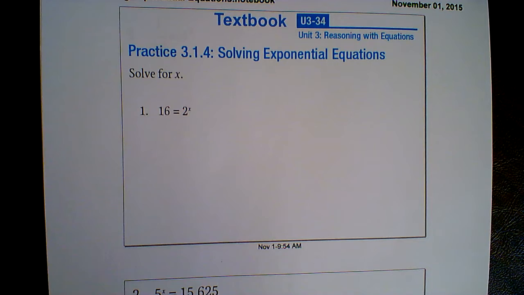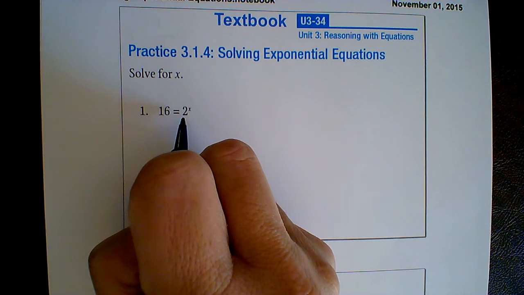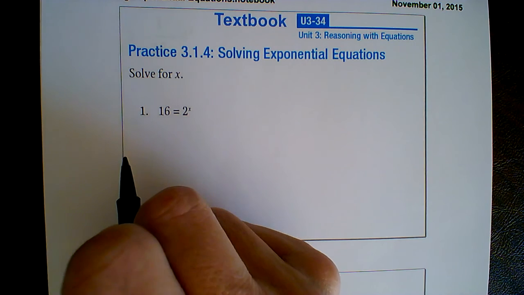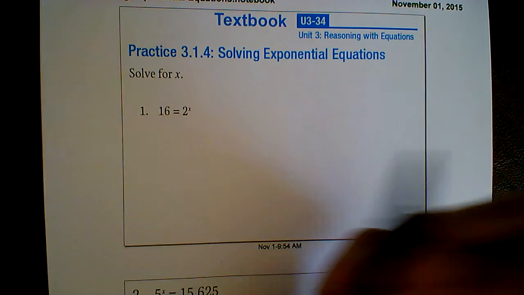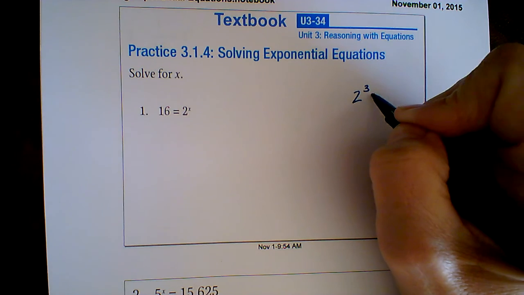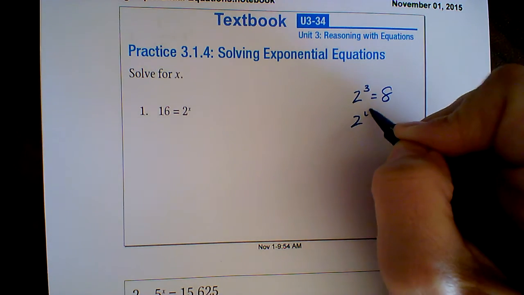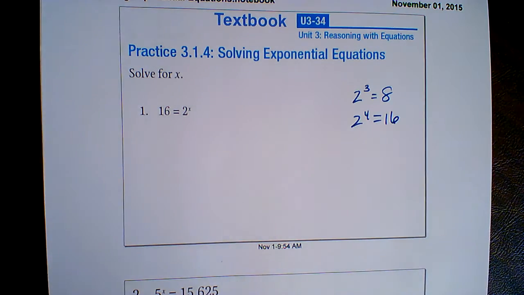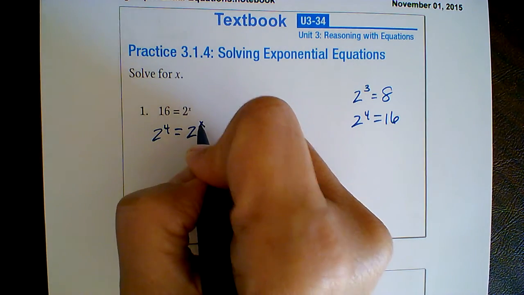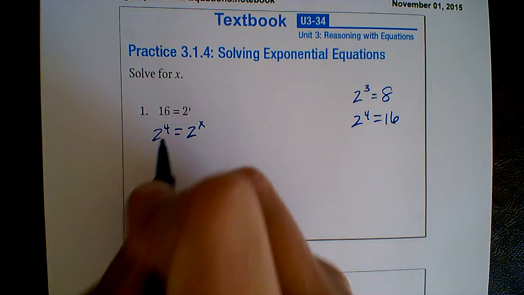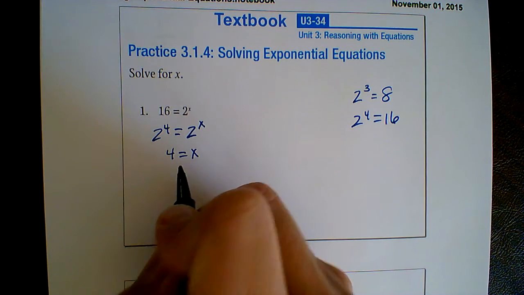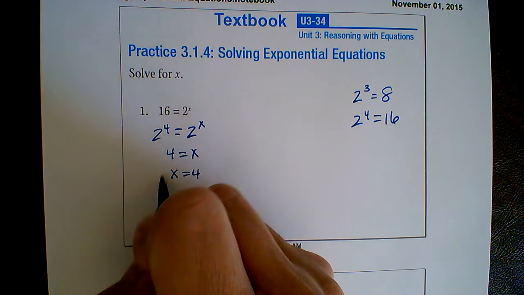All right, so let's get started here. I've got 2 as my base here, so I need to write 16 so that it has a base of 2. And of course, you hear my dog barking in the background. All right, 2 squared is 4, 2 to the third is 8, 2 to the fourth equals 16. So 2 to the fourth equals 2 to the x. They have the same base. All I need to do is set the exponents equal to each other, so x equals 4.